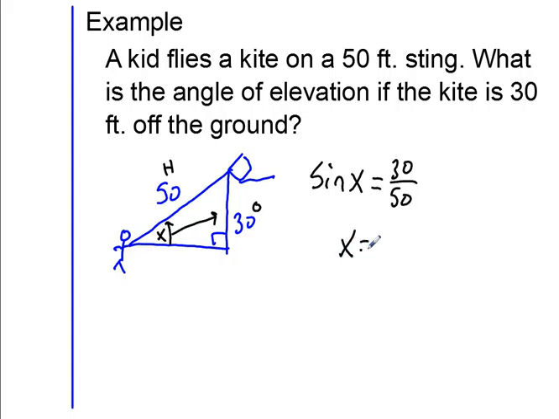To get the x by itself, we do the opposite of sine, which is inverse sine, and we're going to inverse the sides in order to get the angle. Now it's time to use our calculator. My calculator gave me approximately 37 degrees, and yes, this is rounded up.